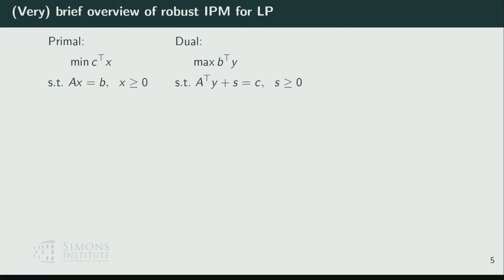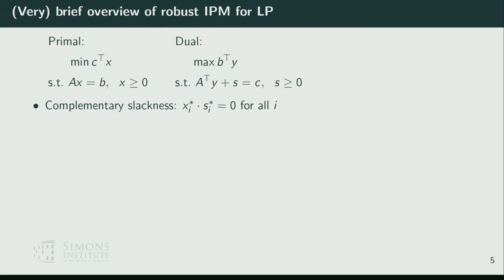Okay, so we will consider this form of LP, where we have a primal formulation and a dual formulation. This is the primal feasibility constraint, this is the dual feasibility constraint, and we further require that the primal variables x and the dual slack variables s to be both non-negative. And then there's this complementary slackness condition that basically says at optimality on every single coordinate, your primal variable should be 0 or your slack variable should be 0.